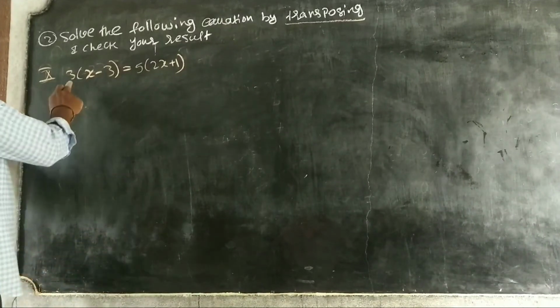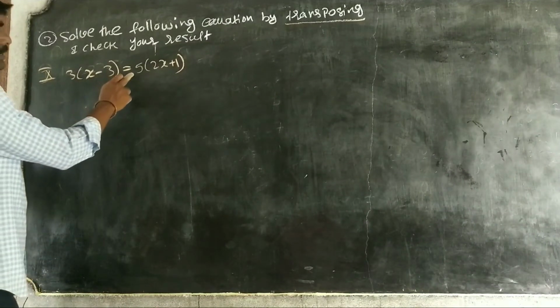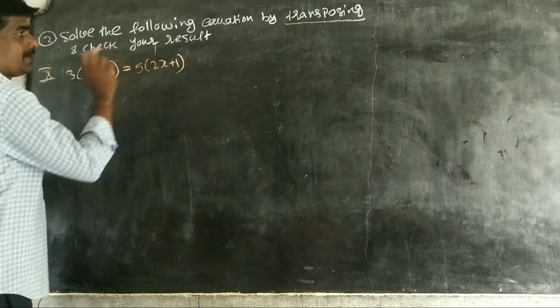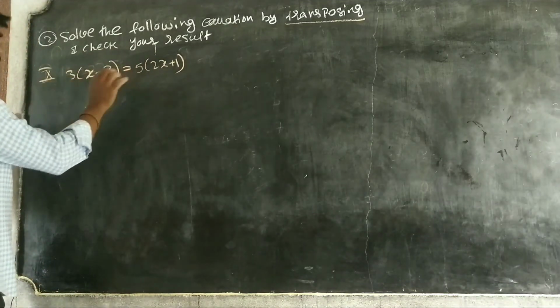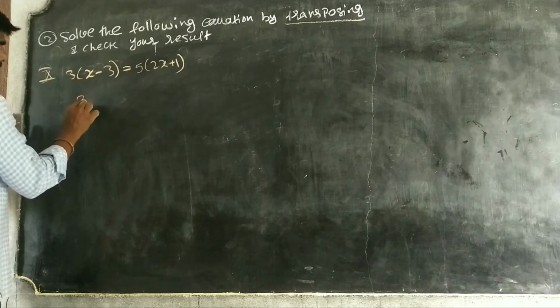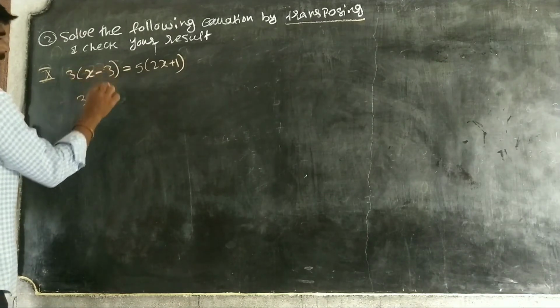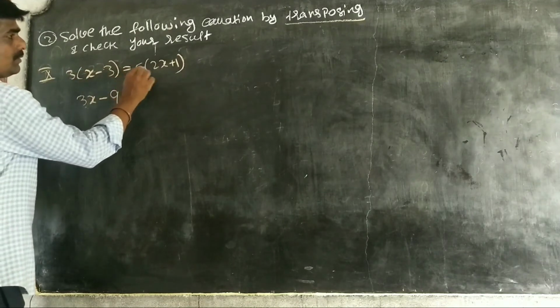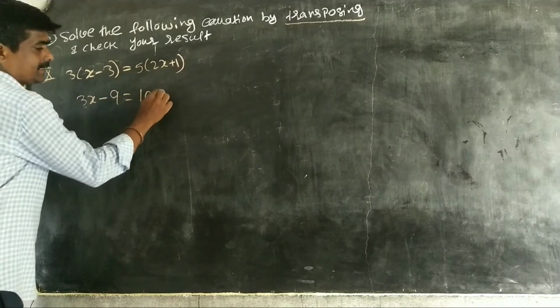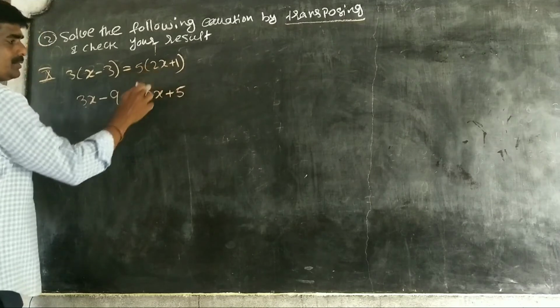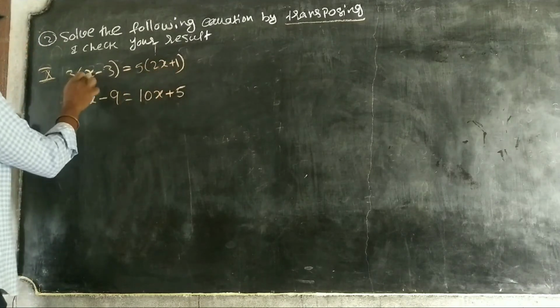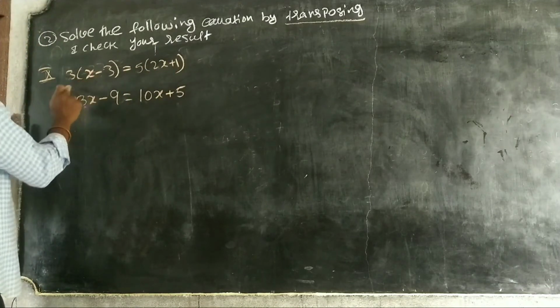Next, 3 into x minus 3 is equal to 5 into 2x plus 1. So, first what do we have to do? First you have to multiply inside this only. 3 into x, 3x minus 3 threes are 9, is equal to 5 twos are 10x plus 5 ones are 5. Simple.